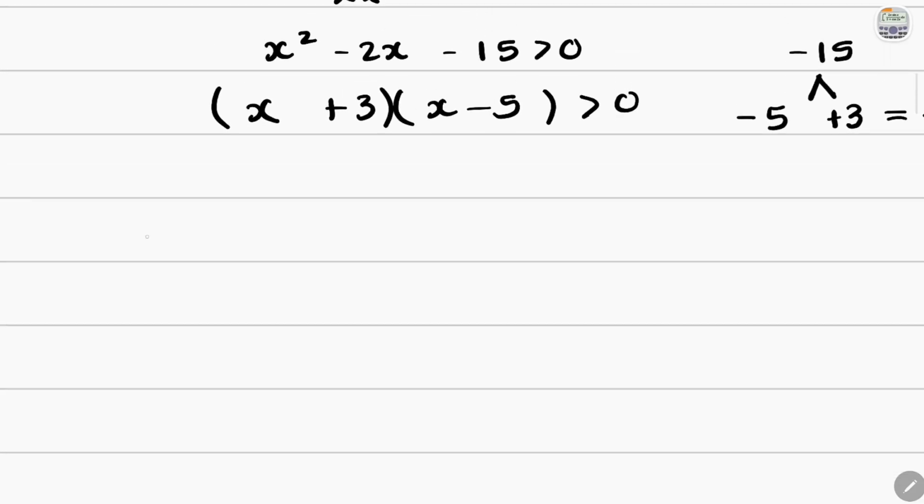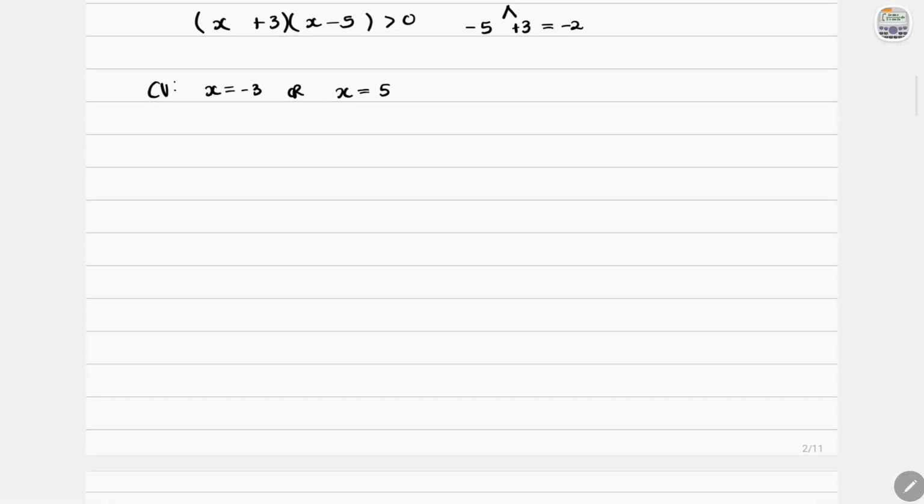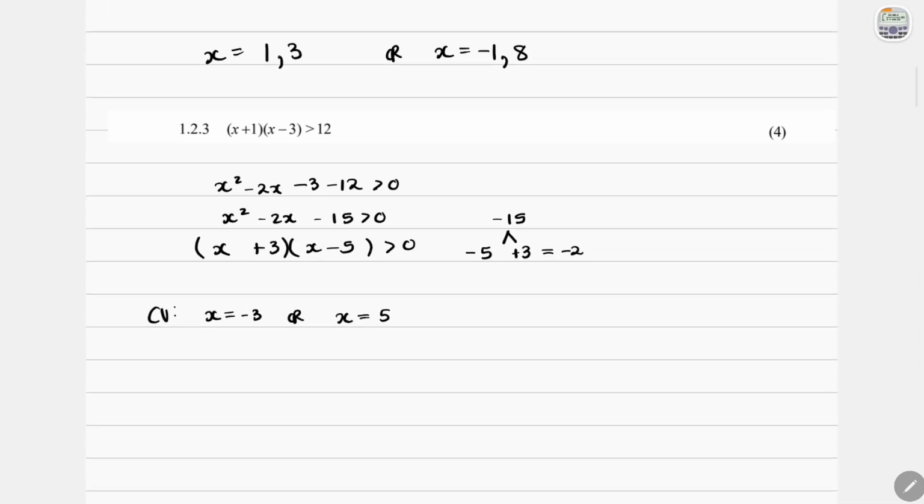Okay, and now we need to find our critical values. We find our critical values by taking this and equating it to 0. If this was equal to 0, we would just say x is therefore equal to -3 or x is equal to 5. So these are our critical values. And now we can finally solve for x using your number line or your graph. So I'll just use the graph.